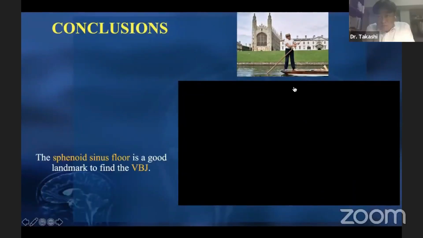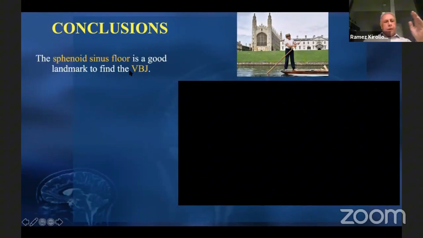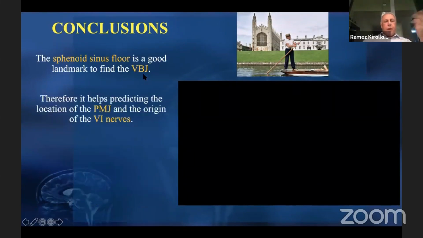So in conclusion, the sphenoid sinus floor is another good landmark to the vertebrobasilar junction, which tells you where you are. If you have a scan showing the chordoma is low, then you drill the clivus much below the sphenoid sinus. And it will also help you identify where the sixth nerve is, if it is obscured by a chordoma.